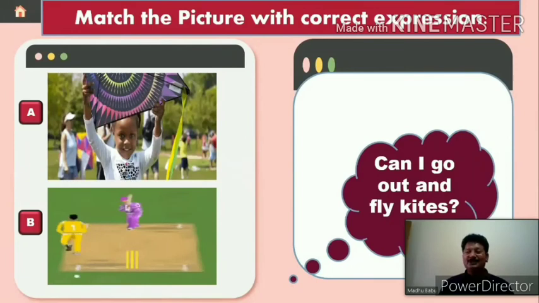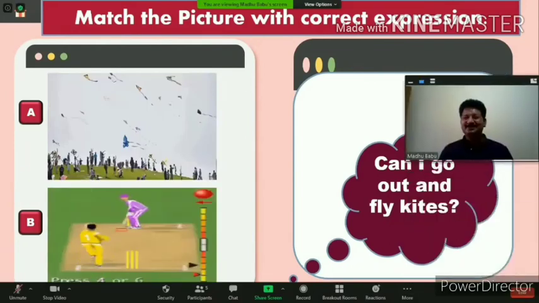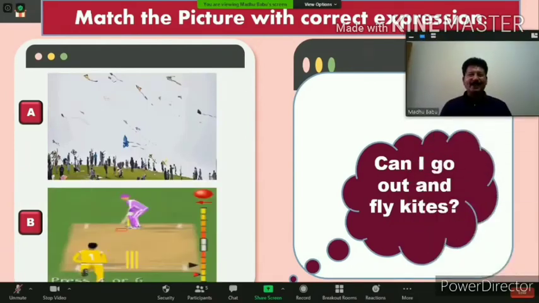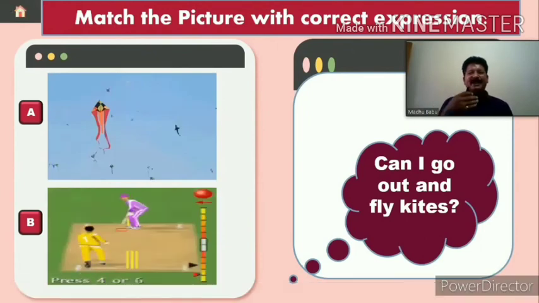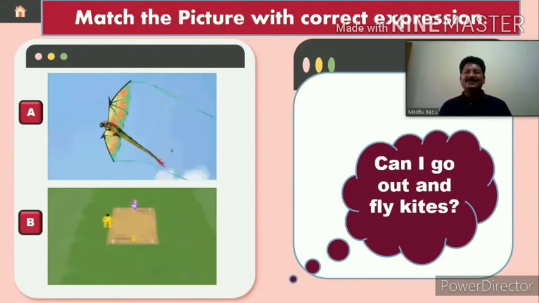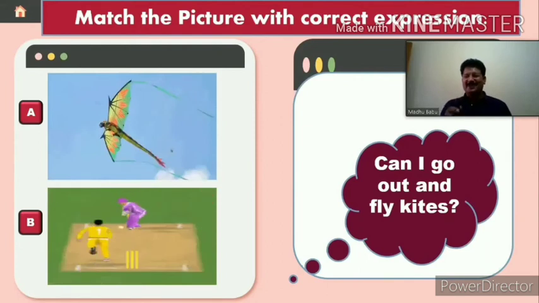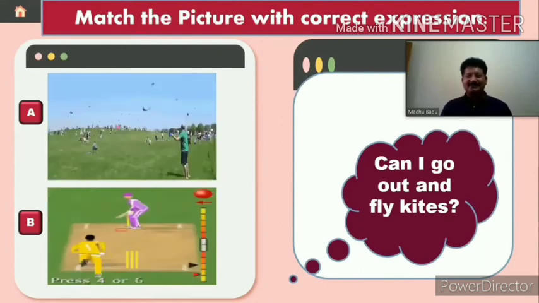Can I go out and fly kites, mommy? So now can you tell, children? Which expression fits here? It's all about A. Perfect, Ravi. Now we will see.